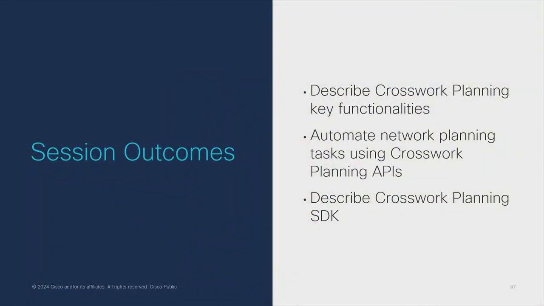The main objective of this session is that you will learn how you can supercharge your network planning leveraging Crosswork Planning APIs. So what are the outcomes for you after this session? You will be able to describe Crosswork Planning key functionalities. You will have a good idea how you can automate network planning tasks using the Crosswork Planning APIs. And also you will be able to describe and know how to use the Crosswork Planning SDK.